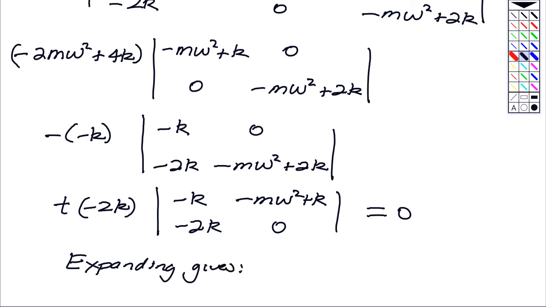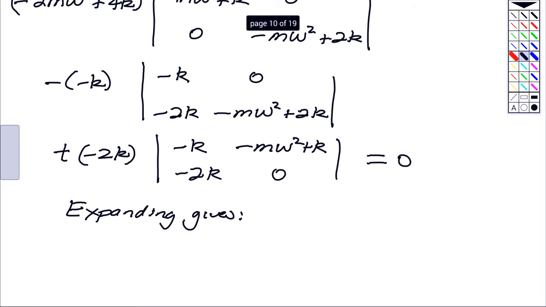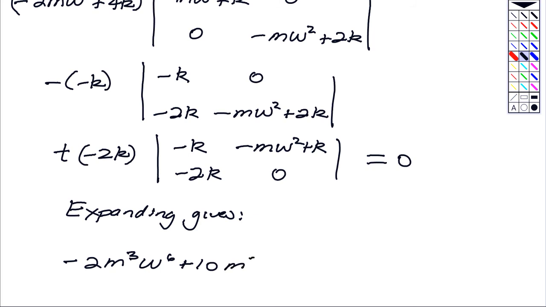And this gives me the result of minus 2m cubed omega to the 6th plus 10 m squared k omega to the 4th minus 11 m k squared omega squared plus 2k cubed is a 0. So what we have here for the system having 3 degrees of freedom, our characteristic equation is a cubic equation in terms of omega squared.